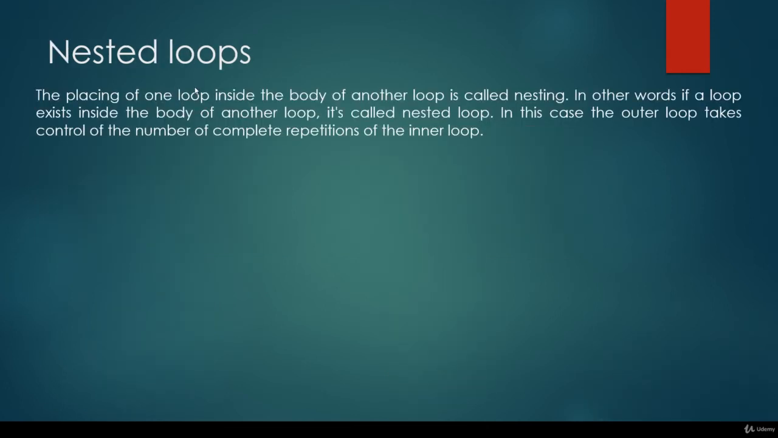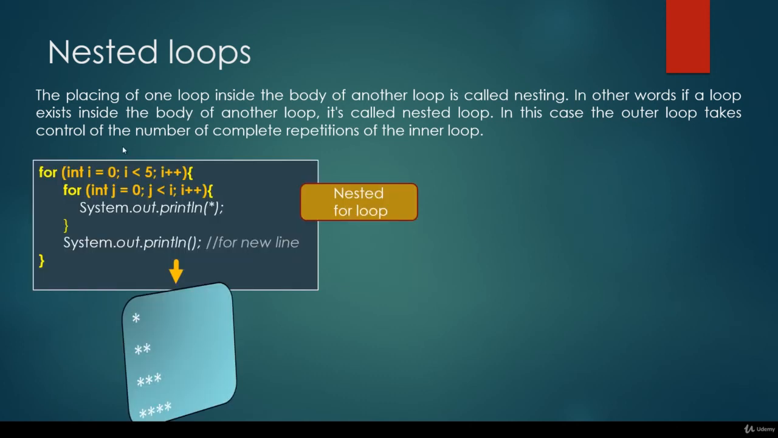What about nested loops? The placing of one loop inside the body of another loop is called nesting. In other words, if a loop exists inside the body of another loop, it's called a nested loop. In this case, the outer loop takes control of the number of complete repetitions of the inner loop. For example, we have a for loop, and then within the for loop we have another for loop. This is how we are able to make two-dimensional structures. For example, we can initialize two-dimensional arrays or matrices.